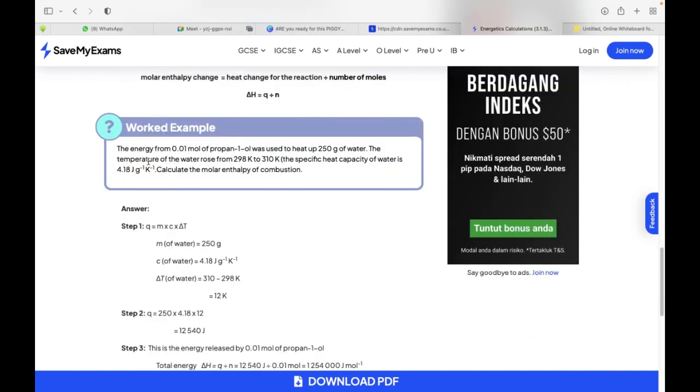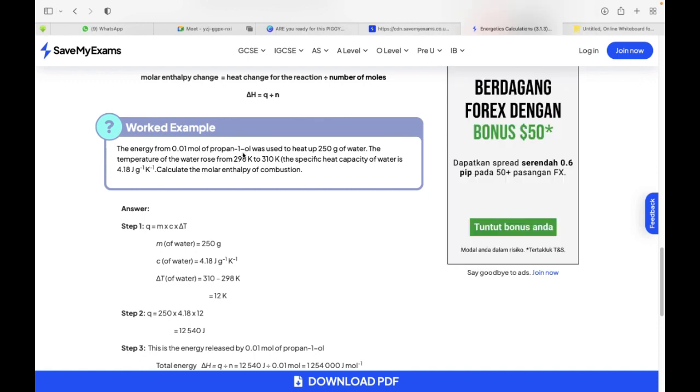So first of all, it says the energy of 0.01 mole of propanol was used to heat up 250 grams of water. The temperature of the water rose from 298 Kelvin to 310 Kelvin. So we're going to find the temperature change by saying 310 minus 298.